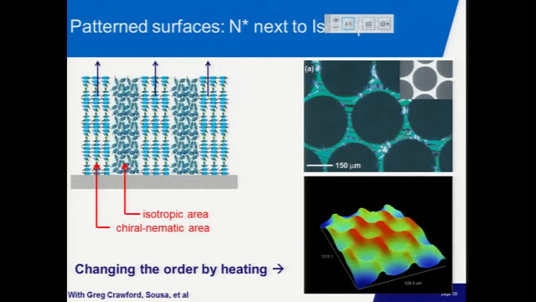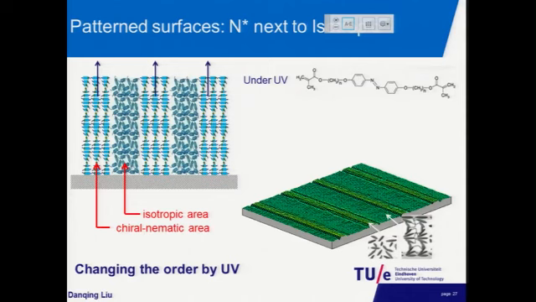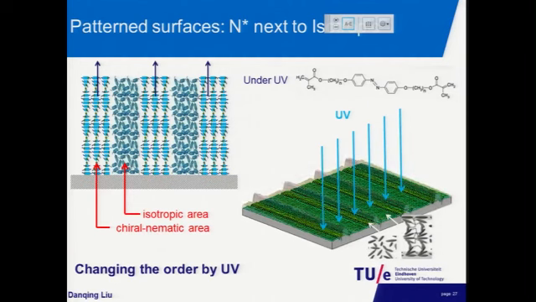This is a change of order by heating. We did this experiment together with Greg Crawford when he was on sabbatical in our group. This is done by Danqing, again, when you do it with UV light, again, in the presence of this azobenzene material. So really nice protrusions can be formed in a dynamic way again. This is, again, a deformation of around 10%. And Danqing was a little bit disappointed by this 10%, only 1 micrometer structures on a 10 micrometer film.